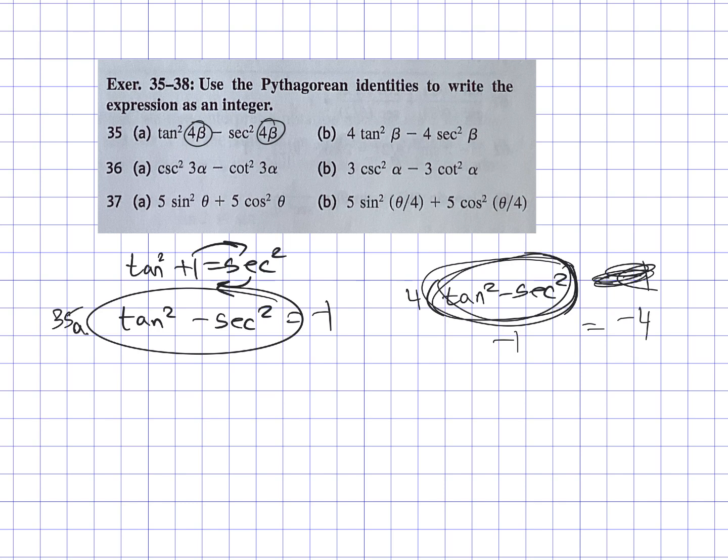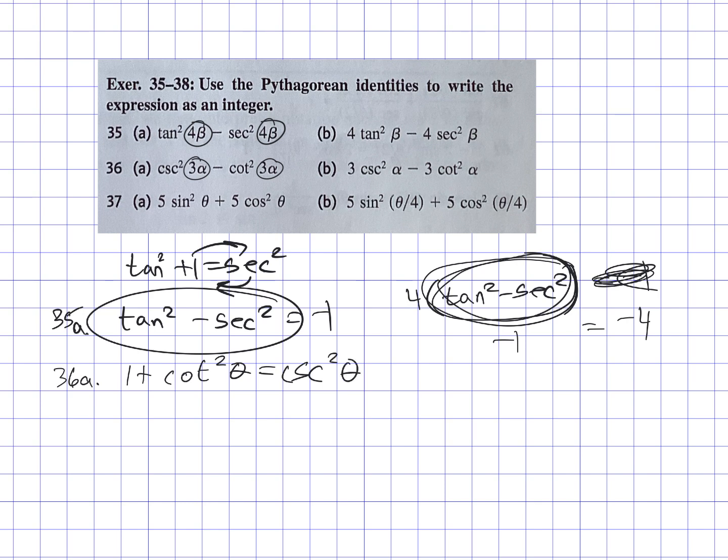So the more of these you do, the quicker you will get at manipulating, or excuse me, substituting, really is the same thing as manipulation, substituting one thing for another. All right, so 36a. What do we have? Cosecant squared minus cotangent squared. Again, as long as the angles are the same, it doesn't matter if it's theta or 3 theta or alpha or 3 alpha. Okay, so what we're looking for is cosecant squared. So out of the three identities, that's 1 plus the cotangent squared of theta equals cosecant squared of theta.